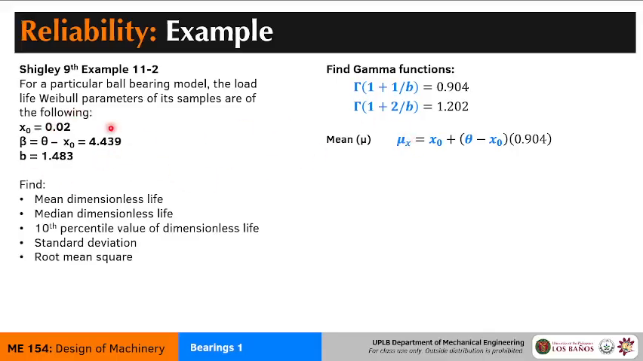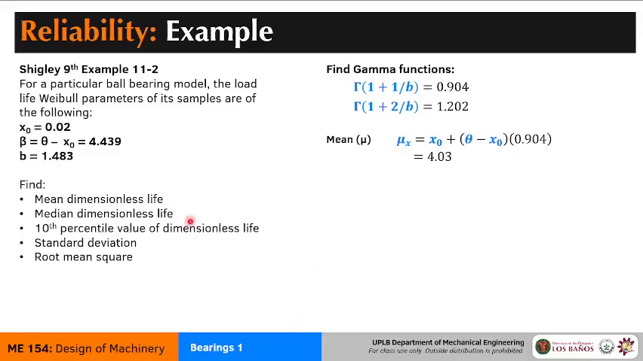Again, the shape, the scale, and the threshold values all come from experimental values of hundreds of thousands of units of the same model. So it's only after you do this that you can seek out statistical parameters of your bearing units or bearing models. So just plug and play. You will get the mean of 4.03 dimensionless life.